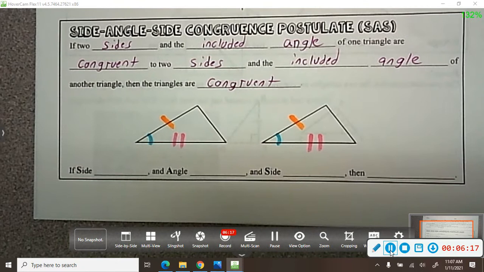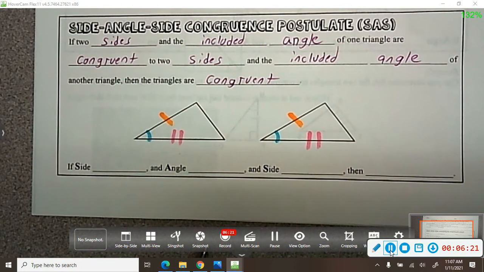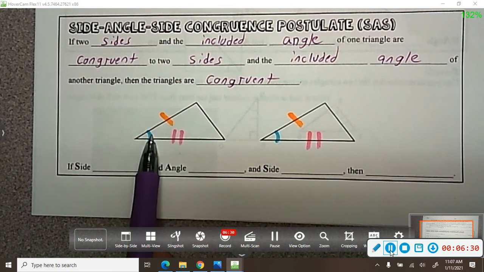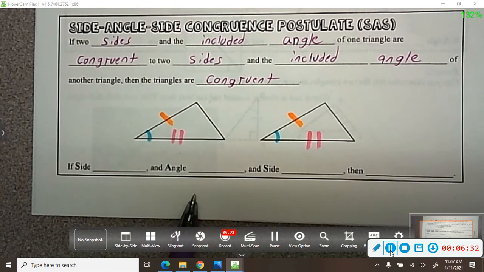It is very important on SAS that the angle be in between the two sides. So if I knew this angle, you can't use SAS. If I knew this angle, I cannot use SAS. It has to be the angle that's included between the two sides.